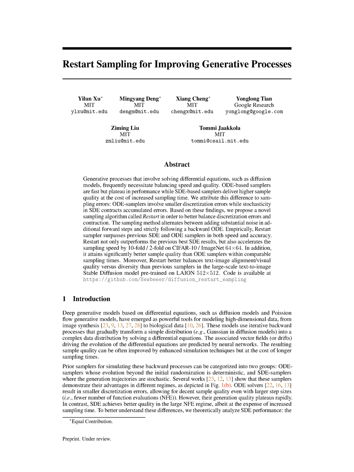However, the process often takes quite a bit of time, and it's challenging to improve the quality of the output without increasing the time required. There are two main types of samplers for simulating these processes. First, we have ODE samplers, which are deterministic after the initial randomization. The other category includes SDE samplers, where the generative trajectories are stochastic, meaning they are driven by random variables.